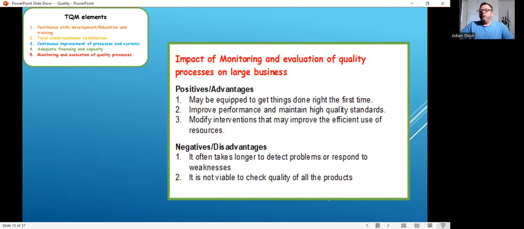So in a large business, you get people appointed for this. So that means you can appoint people that have got the skills. So that means for the first one, under positives, you can get people that may be equipped to get things done the first time, do the right thing the first time, because they are skilled. Improve performance and maintaining high quality standards, because you've got the new technology now, you've implemented all of that. So you can check the standards.